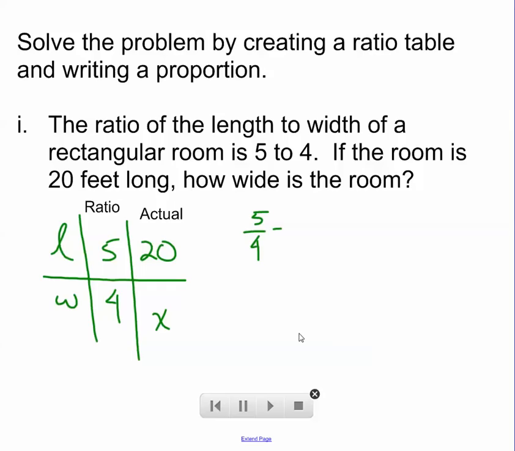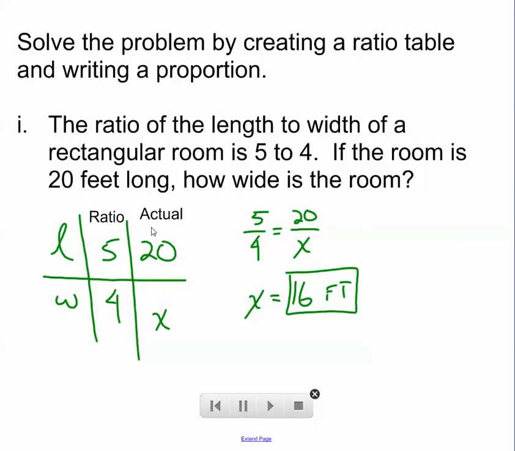And then we'll set up a proportion. X must be 16. 5 times 4 is 20. 4 times 4 is 16. So the actual width must be 16 feet. So this is the ratio table where we have a column for the ratio and a column for the actual measurement.